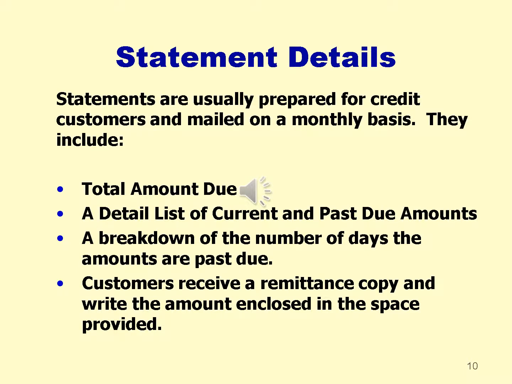At the bottom of our example statement, you can see a breakdown of the number of days the amounts are past due. This customer, Target, has a past due amount of $5,000 that's been due for more than 90 days. You may want to consider not allowing any more sales to Target until their account is current. The customer can use a remittance copy of the statement. They can write the amount they enclose in the space provided and then include that copy with their payment. You can go back to the statement to observe each of these details we described.